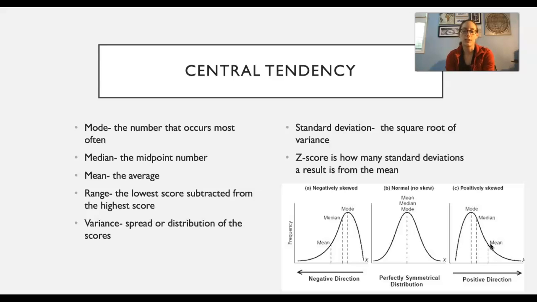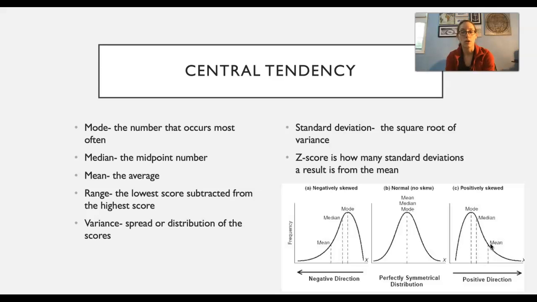And then your variance is your spread or your distribution of those scores. So a standard deviation is the square root of your variance. And this is where the math comes in, but you don't have to know the math to understand what a standard deviation is. It's literally just the square root of that spread. So that's how we know how much spread there is.